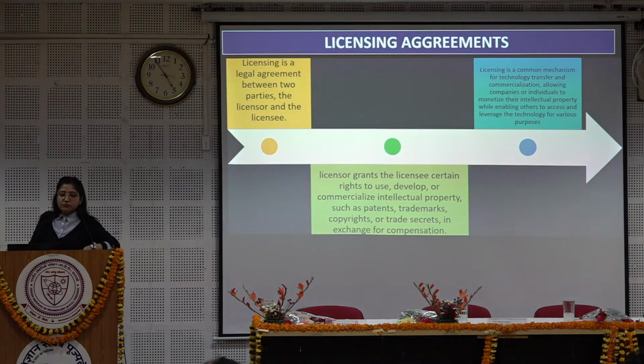So what exactly is licensing? It is a legal agreement between two parties where one is the licensor, the one who is giving the license, and the one who is getting the license to make and sell is the licensee. This is how commercialization happens. And what is the licensor giving? It is granting the licensee the right to use, develop, or commercialize the intellectual property, like patents, trademarks, and copyrights. So it all depends on exactly what you are giving.